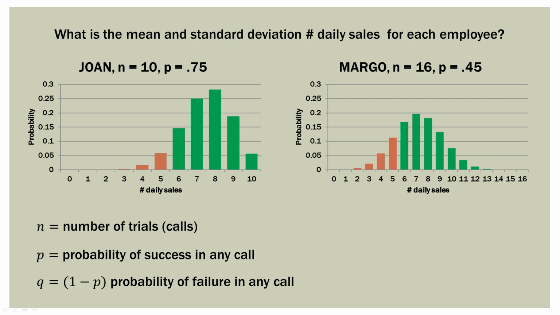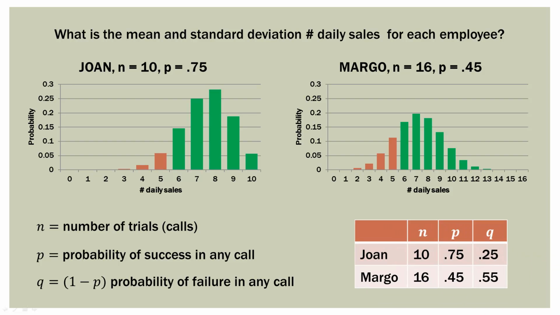Just a reminder, N is the number of trials, in this case calls, that each person makes. P is the probability of success for a sale in any given call. So that would be 0.75 for Joan and 0.45 for Margot. Now Q is just 1 minus P. That's the probability of failure, in this case not making the sale for any call. Because remember, the probabilities must add up to 1. There are only 2 of them, and they are mutually exclusive. So if P is 0.75, then what does Q have to be? Well, 0.25. And that's just a characteristic of the binomial distribution.